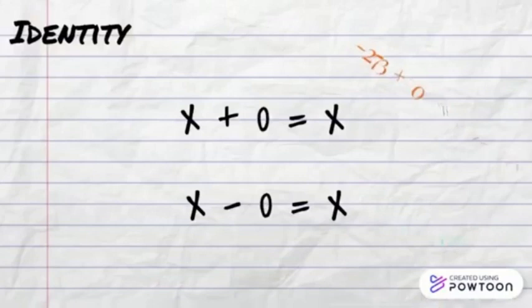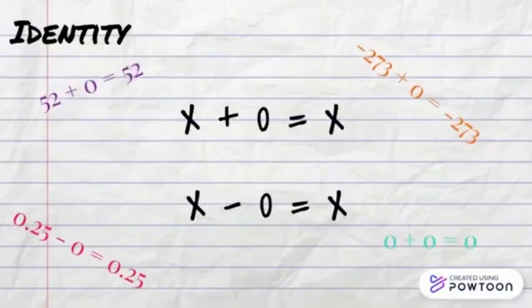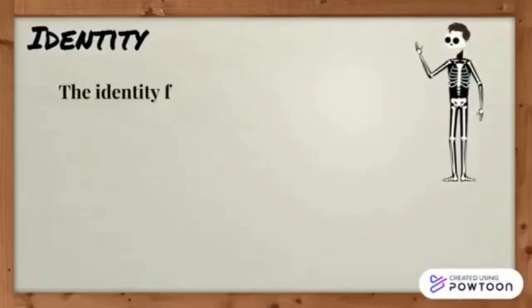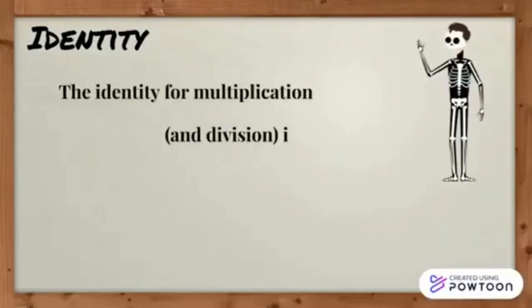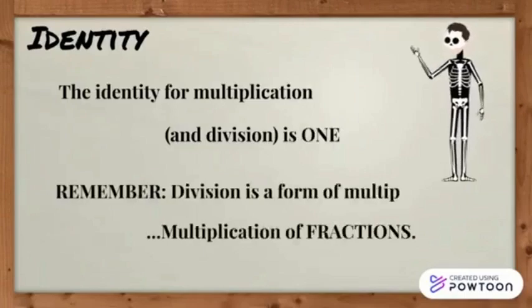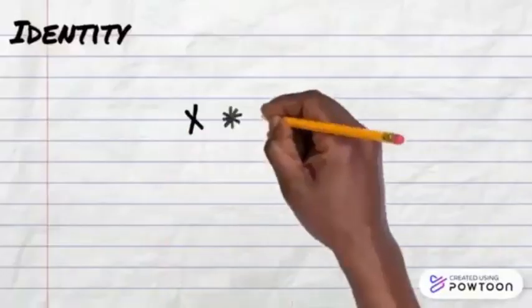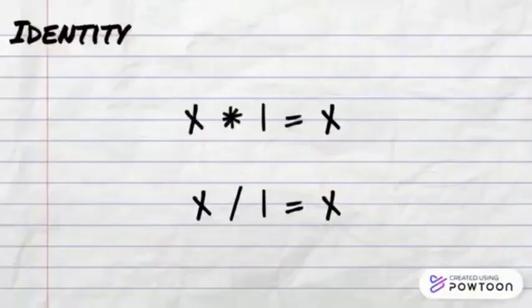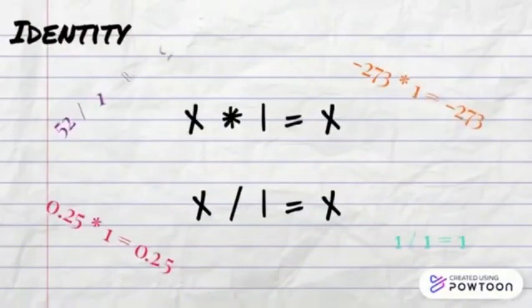Therefore, we say 1 is the identity for multiplication, and by extension, division, since remember, division is a type of multiplication. It is important to remember that there's a difference between 1 and negative 1. So negative 1 is not the identity, rather positive 1 or just 1 is the identity for multiplication and division.